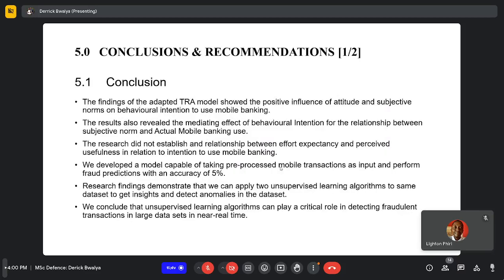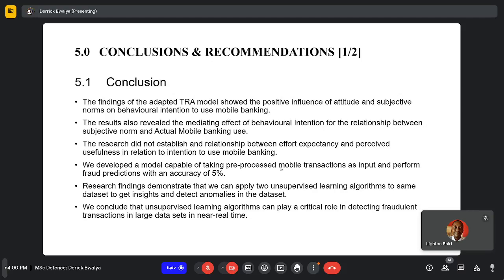The findings of the adapted TRA model showed the positive influence of attitude and subjective norms on behavioral intention to use mobile banking. The results also revealed the mediating effect of behavioral intention for the relationship between subjective norm and the mobile banking use. The research did not establish any relationship between effort expectancy and perceived usefulness in relation to intention to use. Chair, that is one of the constructs that were adapted into the TRA model, but we did not find any correlation.